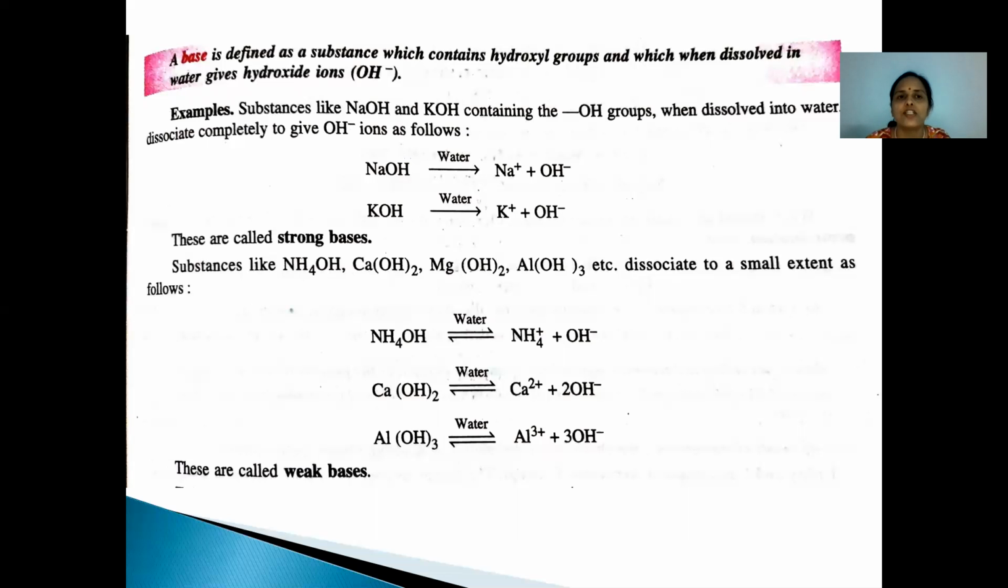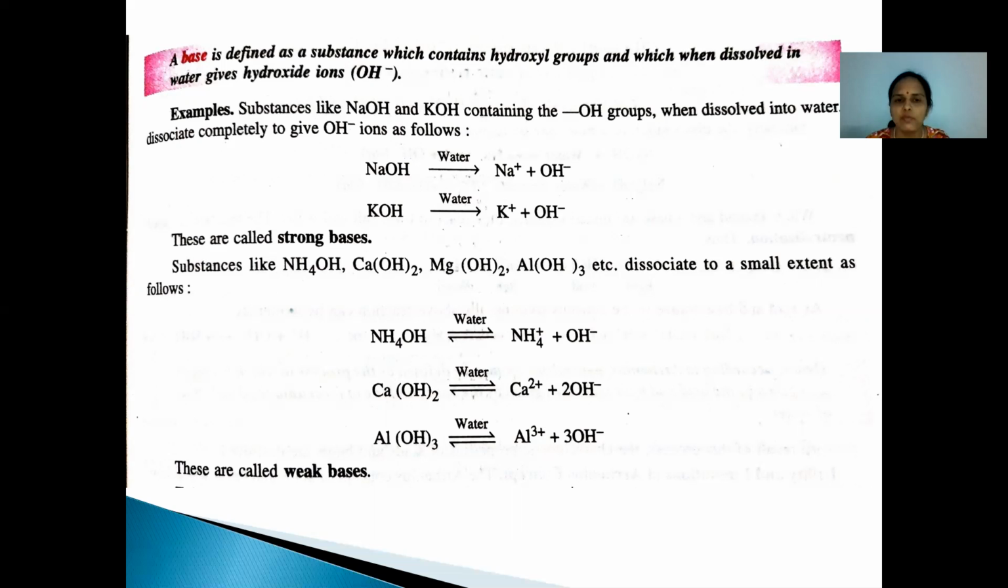Then let's come to the Arrhenius base. A base is defined as a substance which contains hydroxyl groups and which, when dissolved in water, gives hydroxide ions. Substances like sodium hydroxide and potassium hydroxide, containing OH groups, when dissolved in water, dissociate completely to give OH minus ions, and they are called strong bases. NaOH, when dissolved in water, gets dissociated into its respective ions Na plus and OH minus. Similarly, KOH gets dissociated into K plus and OH minus. So they are called strong bases.